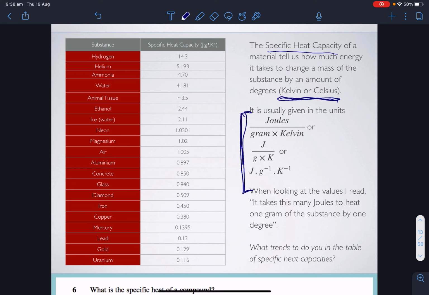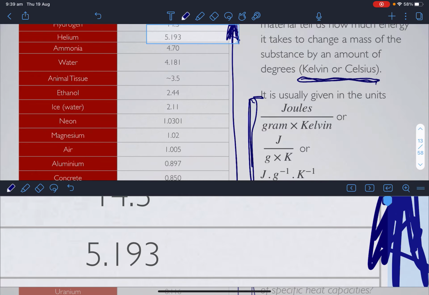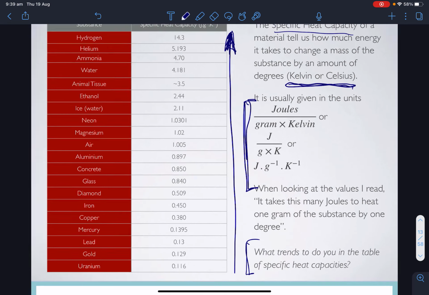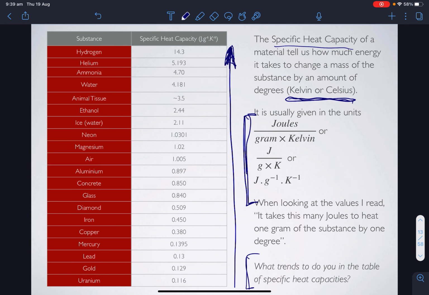And here I've got a table, and I'm asking you, what trends do you see in the table of specific heat capacities, okay? I've put them in numerical order. Largest up the top, smallest down the bottom, okay? So here we're saying that for helium, it takes 5.193 joules to heat 1 gram by 1 degree Celsius or Kelvin.